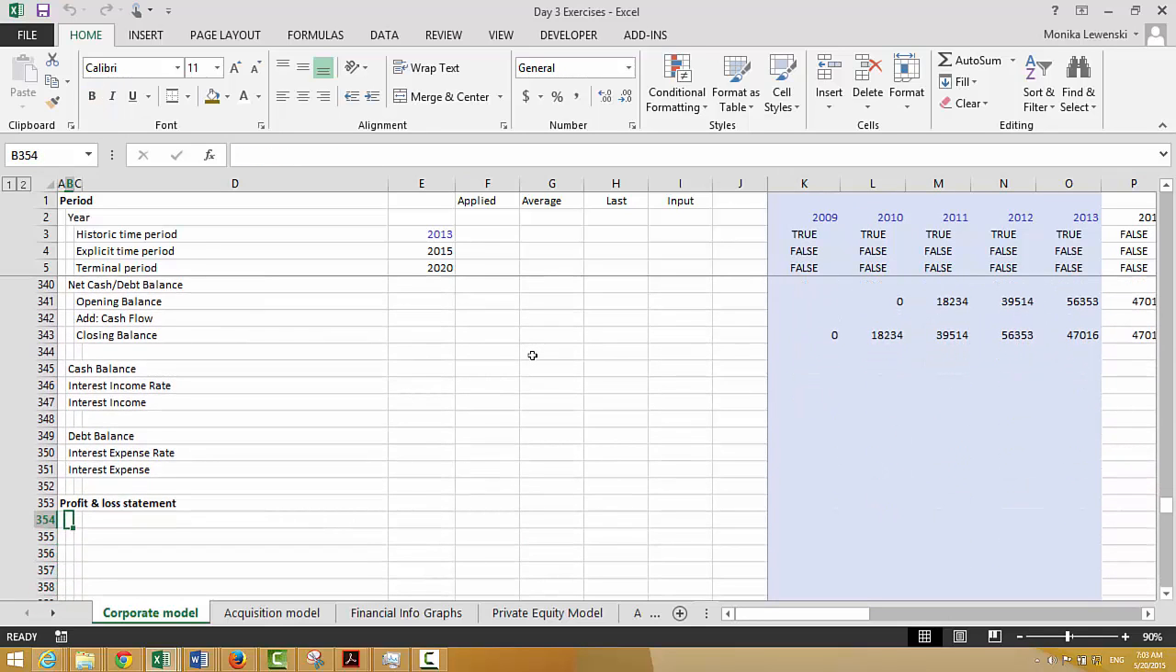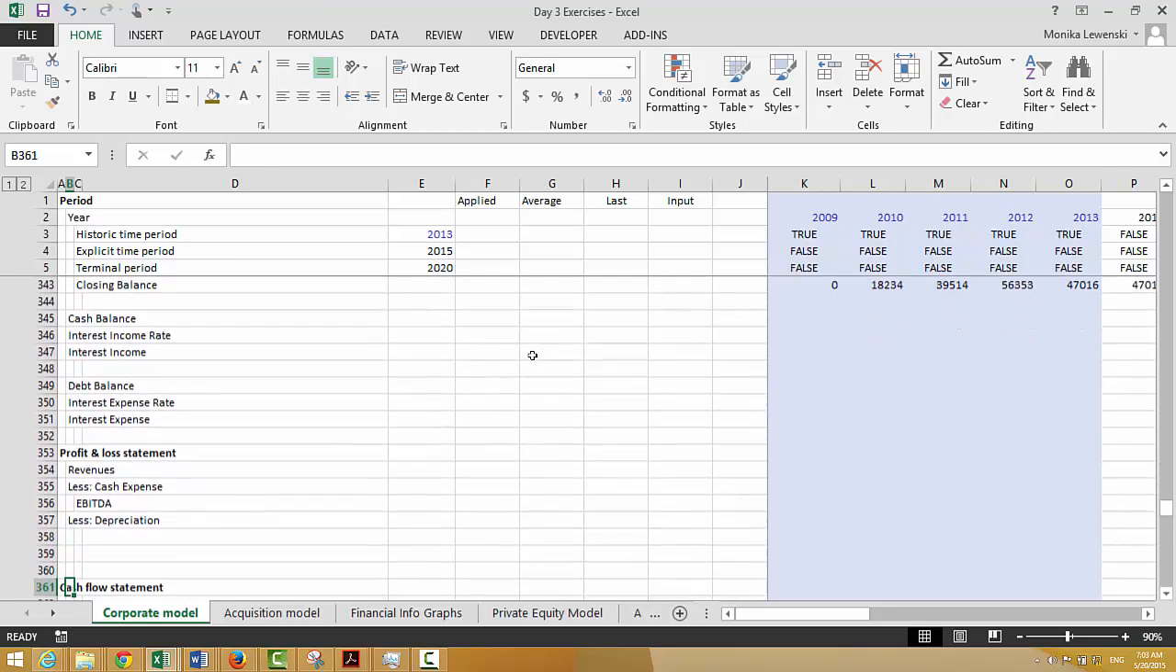Now let's get the profit and loss statement. Let's put our revenues in, and the cash expenses. This should be really straightforward: EBITDA less the depreciation. Each of these items should be straight.